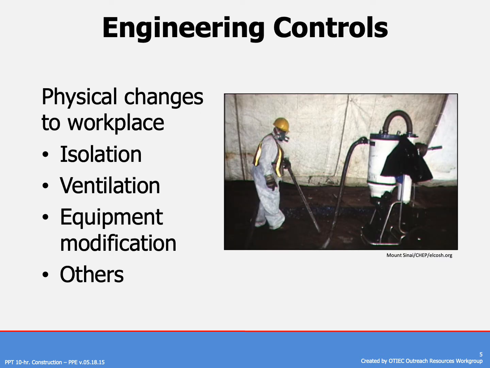Engineering controls include isolation, ventilation, equipment modification, and others. An example of this would be a laboratory fume hood where someone is dealing with a chemical product underneath the hood, they're outside the hood, the contaminant is being exhausted away from them, and they're safe. What we've done is we've engineered out that hazard, if you will.